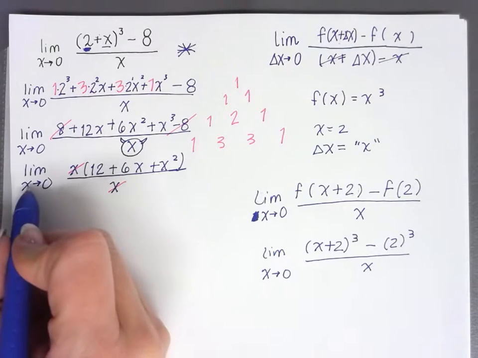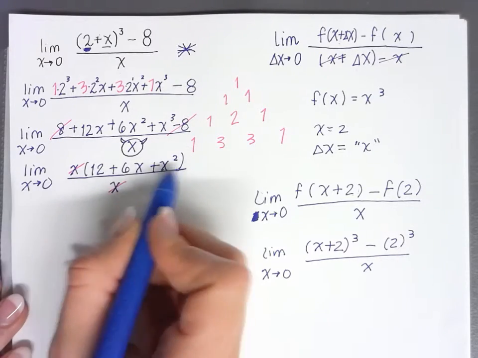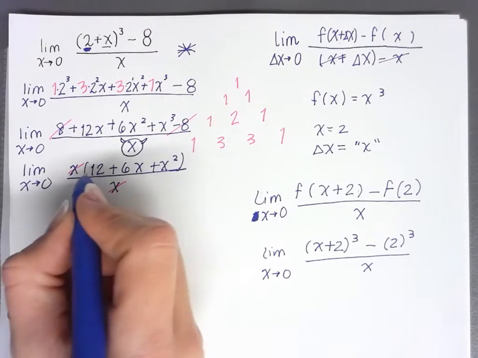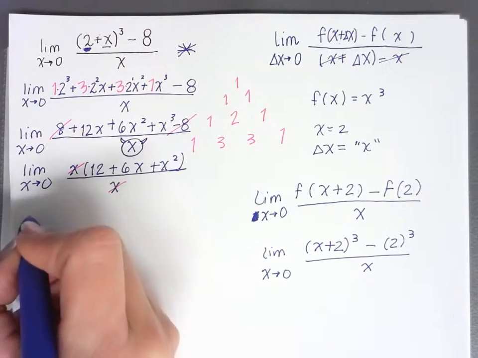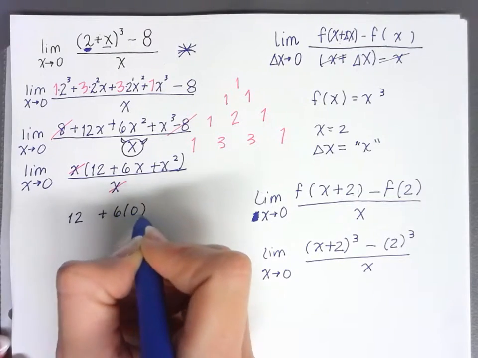Direct substitution tells us we're going to fill in 0 for x. We have no discontinuities. It's a nice continuous polynomial. Direct substitution is good to go. If I fill in 0, what do I end up getting as the answer? 12, okay?